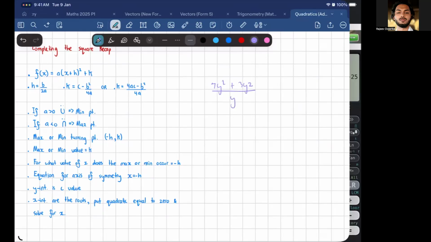Think you could do that? Before you say no, think about it. It's the same concept as what I showed you with splitting fractions. How would I split that fraction?